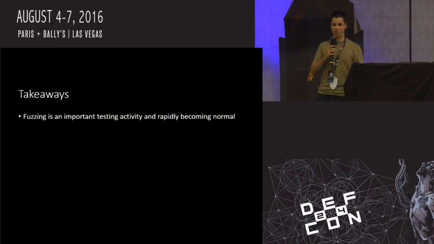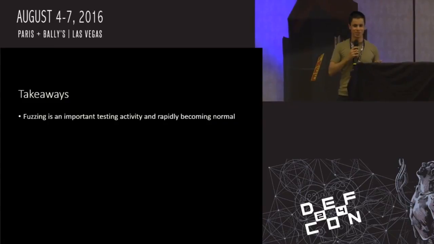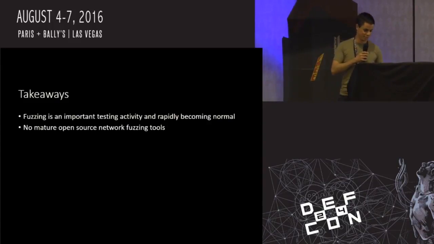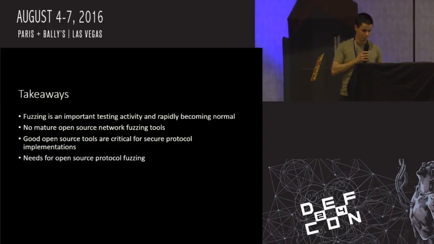So it's something that's becoming more and more common, and it may be something that's expected, but how common it becomes really depends on where open source can go, because not everybody's going to pay for it, especially open source projects. So rapidly becoming normal, maybe you be the judge. There's no mature open source network fuzzing tools. Good open source tools are critical for secure protocol implementations, whether you're a business or not.